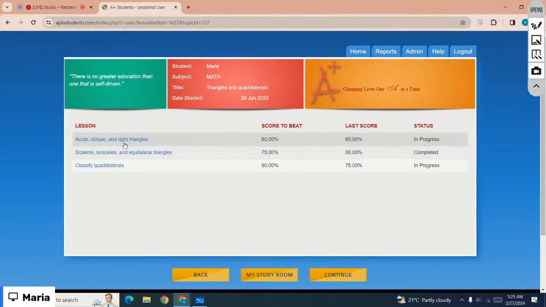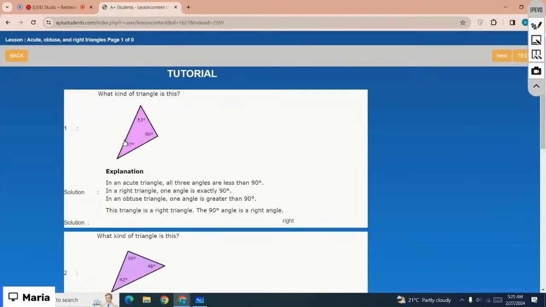The first one is acute, obtuse, and right angles. These are the three types of triangles. Let's see what an acute triangle is, right? An acute triangle is the one that has all three angles less than 90 degrees. So basically, the acute, obtuse, and right triangles are the classification of triangles on the basis of angle, right?